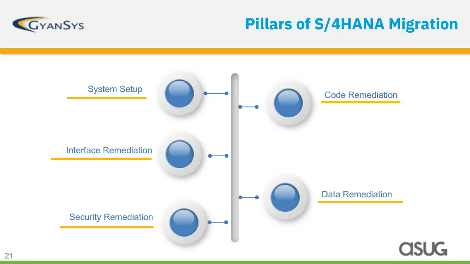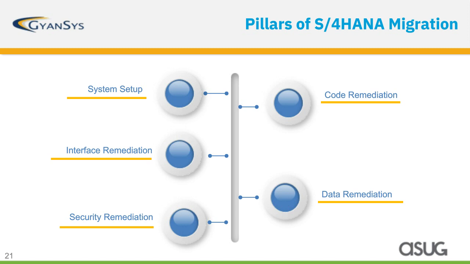I will talk about the S/4HANA migration activities which we perform. So here are the pillars of S/4HANA migration which we focus on. The first is the system setup. This is key because we are converting from an ECC system to S/4HANA, where the database is changing, OS is changing, and overall the architecture is changing.